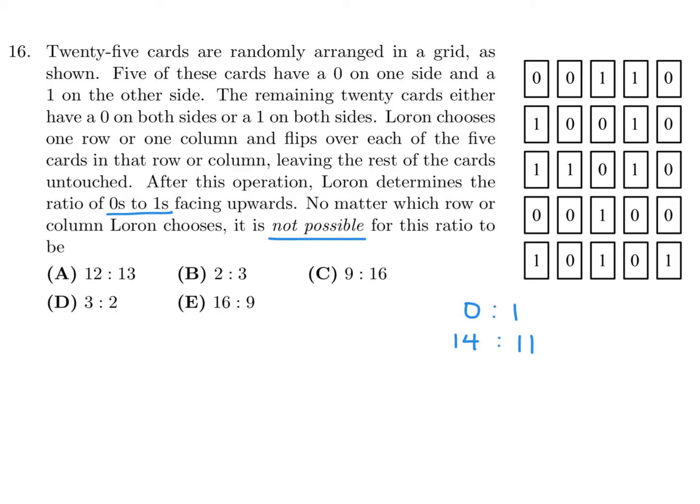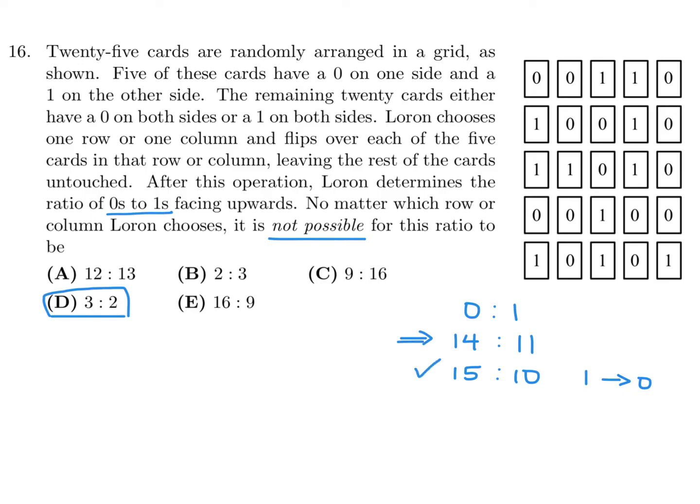Well, let's just see what we can do. I'm going to try to transform that into a 15 to 10. And if I do that, that's 3 to 2. And that's this choice. And I can do that pretty easily by just making one 1 into a 0. So if I just take one of those, whichever one it is, and flip it into a 0, then that means there would be 10 ones and 15 zeros, and therefore this is possible because 15 to 10 is 3 to 2. Okay, so that is done.